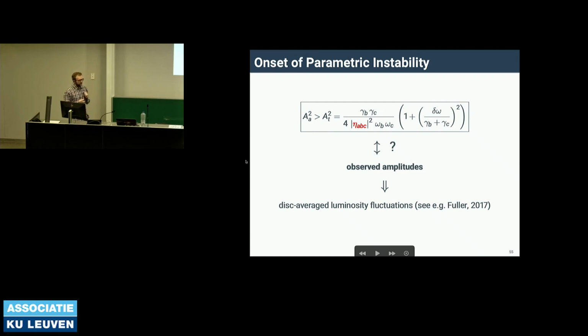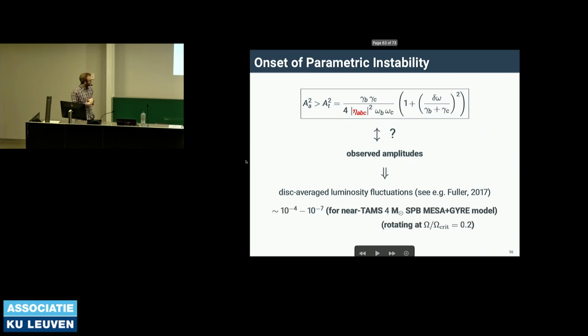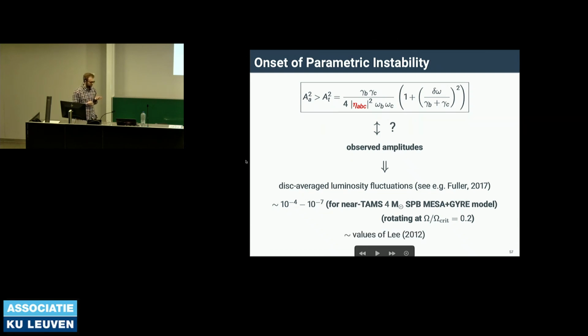But if you do the disk averaging properly, and you account for the factors that you need to account for, then you get disk-averaged luminosity fluctuations on the order of 10 to the minus 4 to 10 to the minus 7, which is again in accordance with the values that we have for our reference model.